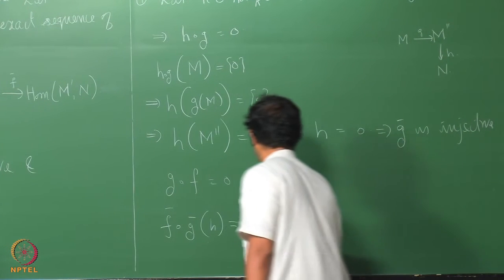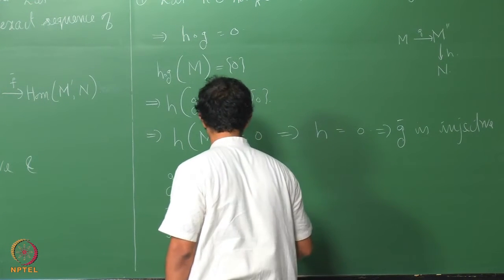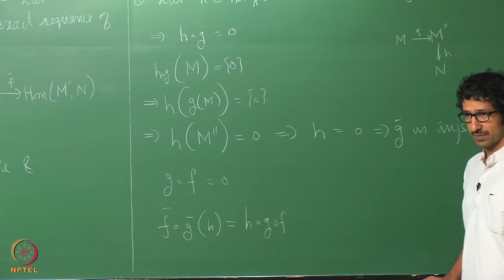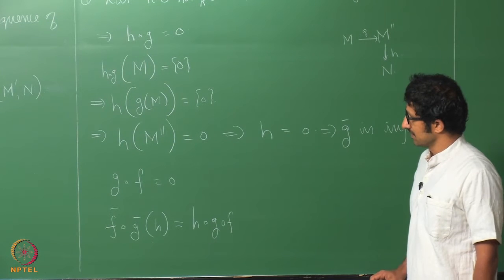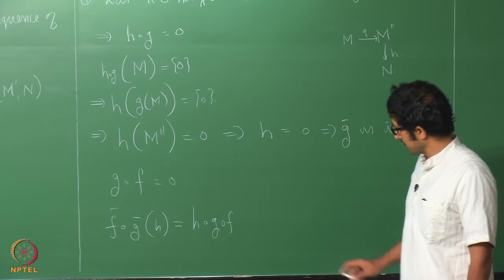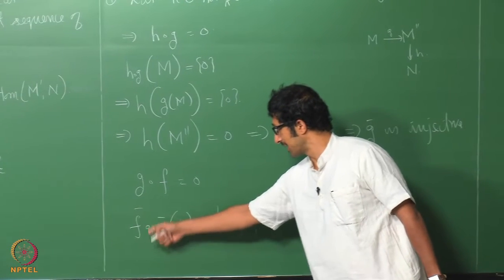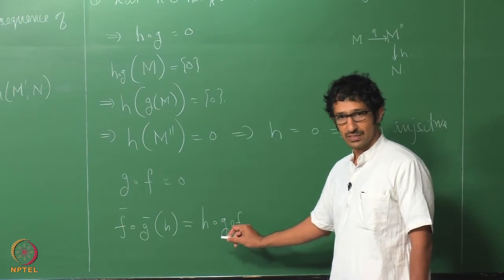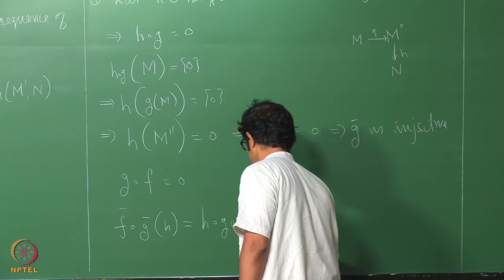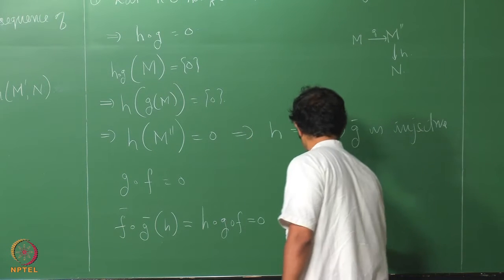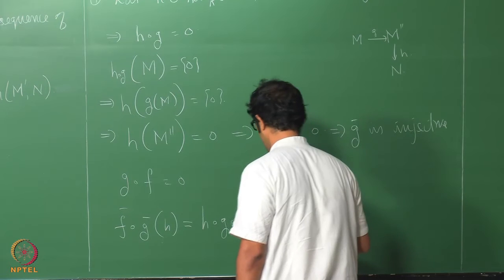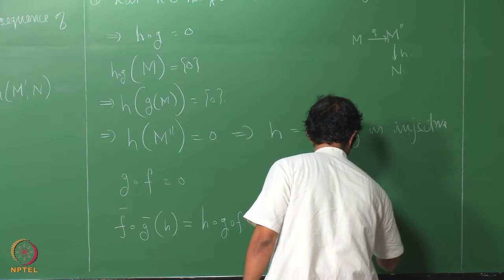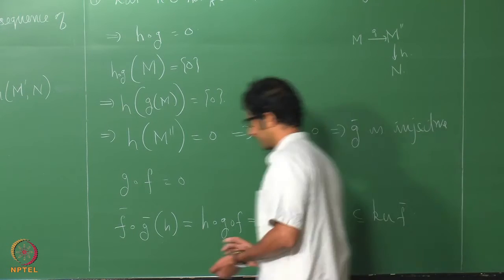This would be H composite G composite F, right. That is precisely f composite f bar composite G bar of H, but G composite F is 0. So, therefore, this is 0, which implies that image of G bar is contained in kernel f bar.